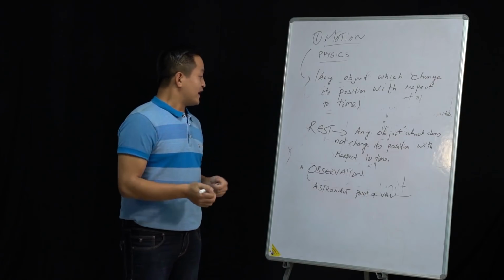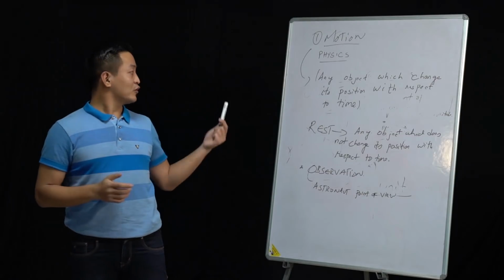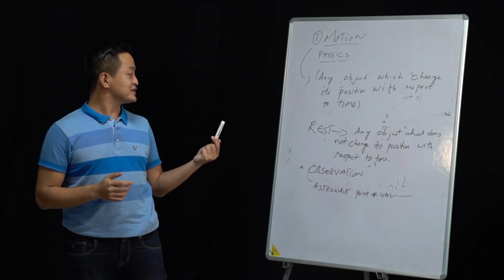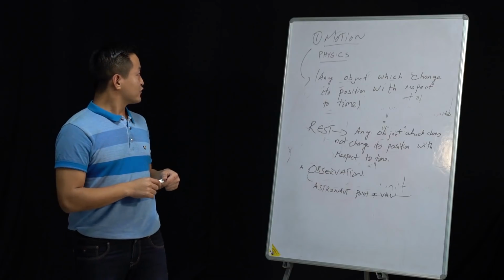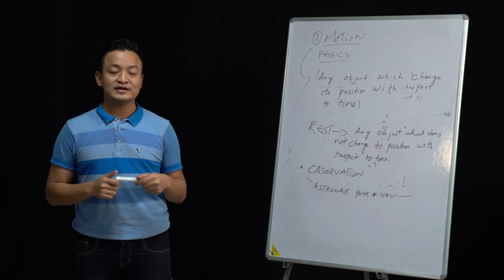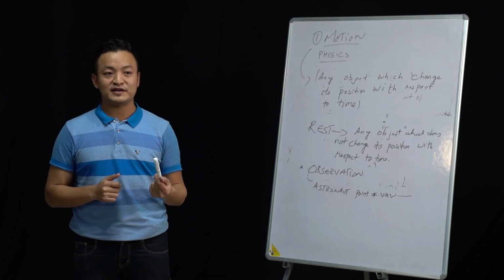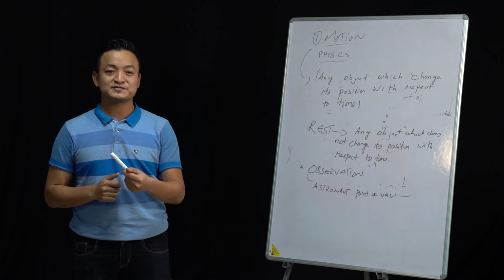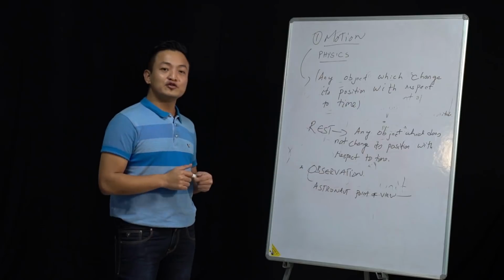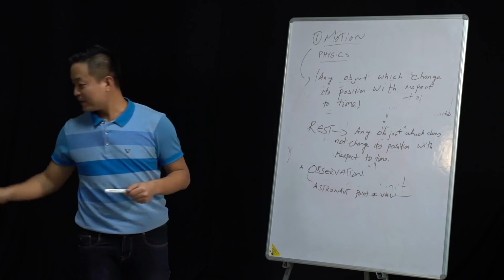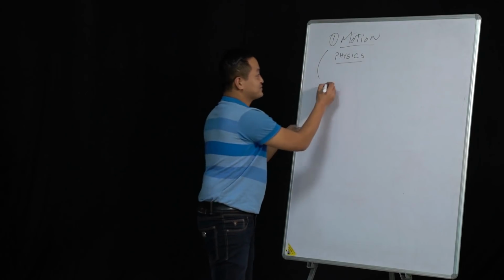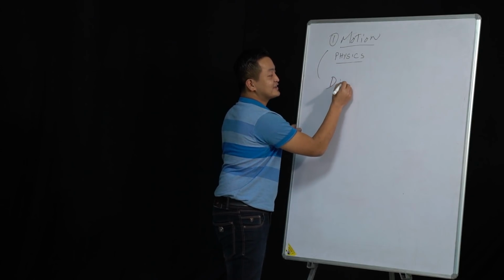Okay. Now, I'm sure you are all clear with motion, rest, and the observation from all different points of view. So our next topic would be distance and displacement. Distance and displacement is not a new word for you, but let's see how physics defines them. Clear? Okay, students. Our next topic, distance.